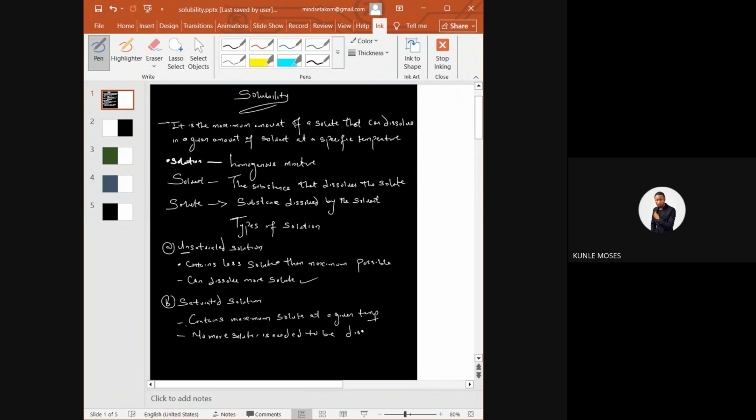Please, do you get it? In case they ask you what type of solution needs no more solute, it is not supersaturated, though. Although supersaturated also does not actually need more solute, when we say a solution contains maximum solute, we are talking about saturated solution. So the last one is supersaturated solution.